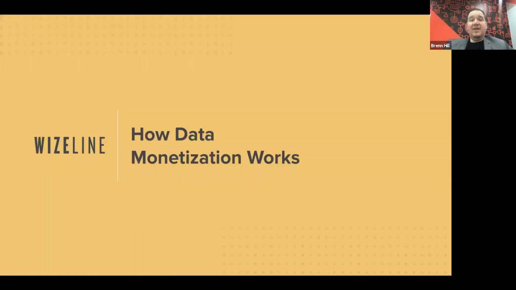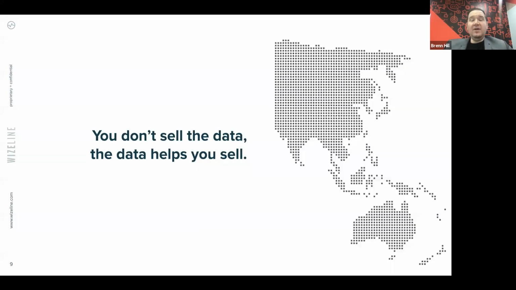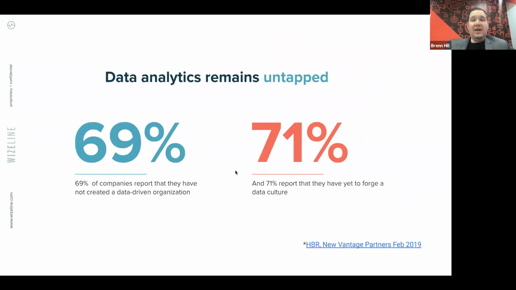So let's dive in. How does data monetization work? Well, it works like this: indirectly. You don't sell the data that you have; it helps you sell. Or if we're in logistics or something, it helps you ship. That's the point. It works indirectly.